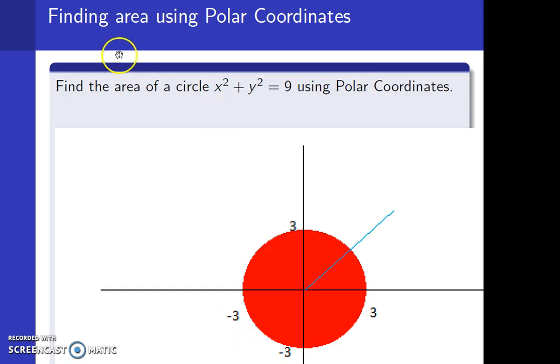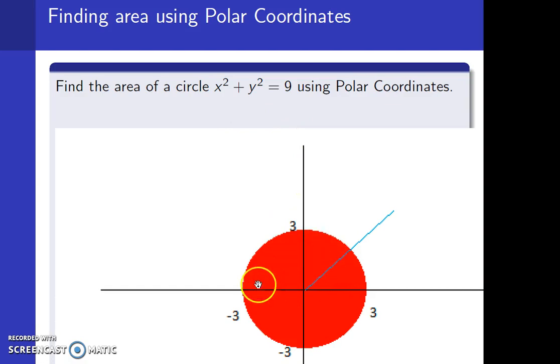Now, if we need to find the area using polar coordinates, I could find the area of a circle x square plus y square is equal to 9 using polar coordinates. And how is that done? Now, when you see x square plus y square is equal to 9, you will see that r square is equal to 9. That would give us r equal to 3.